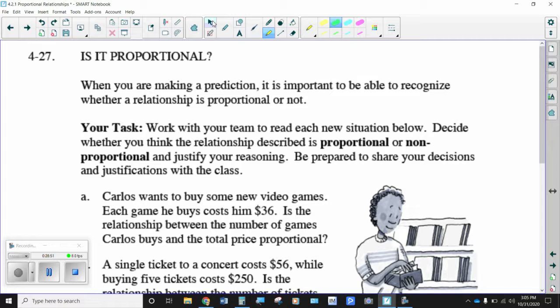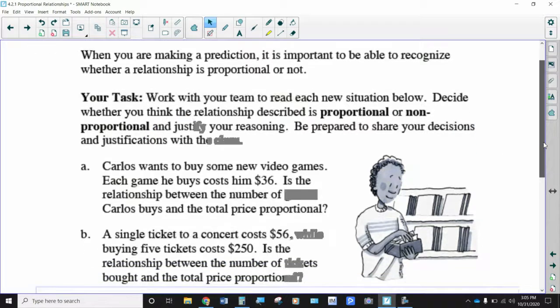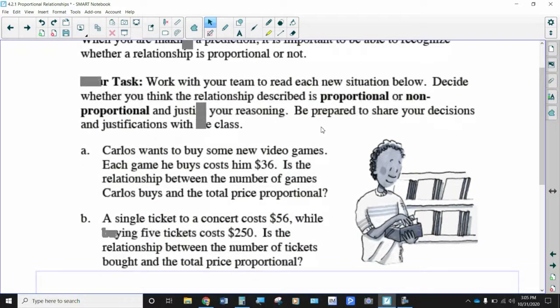All right, so here are the last two problems, and your check for understanding today is going to follow this model. When you're making a prediction, it is important to be able to recognize whether a situation is proportional or not. So what you need to do is read through these situations and then declare whether or not you think it is a proportional situation. I'm not going to have you justify your answer in the check for understanding, but it's good for you to be able to justify your answer in your own head before you make your decision. So let's look at A together.